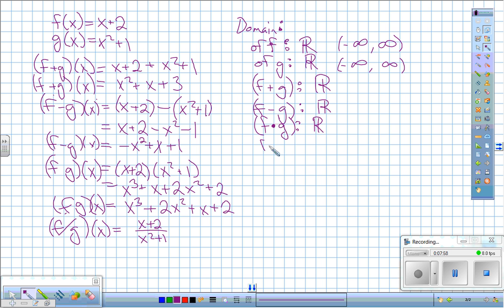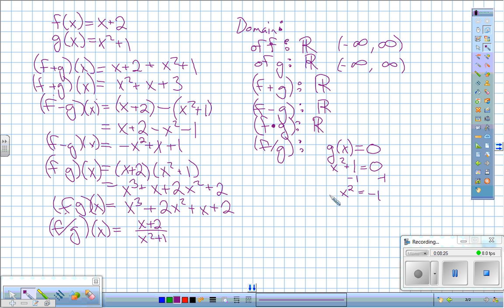But then when we come to f over g, the one thing that I have to make sure that I don't do is I can't make the bottom, which is g, equal to 0. So what I'm going to do is I'm going to say, when is g of x equal to 0? Well, since g of x is x squared plus 1, I'm replacing that on the left side, equals 0 minus 1 minus 1. X squared equals negative 1.